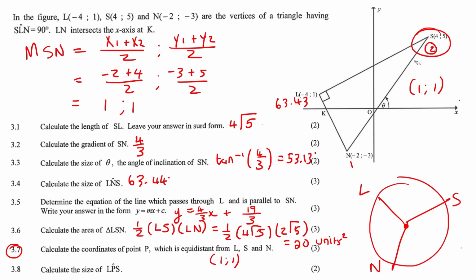Oh, sorry, maybe we should write it out a bit better. Angle LPS is going to be 180 minus 26.56 minus 26.56. And that is because of sum of angles in a triangle. And so that angle is going to be 126.88 degrees.